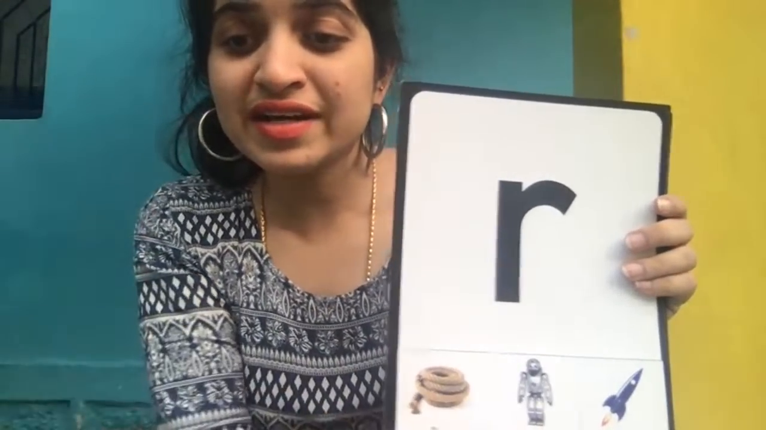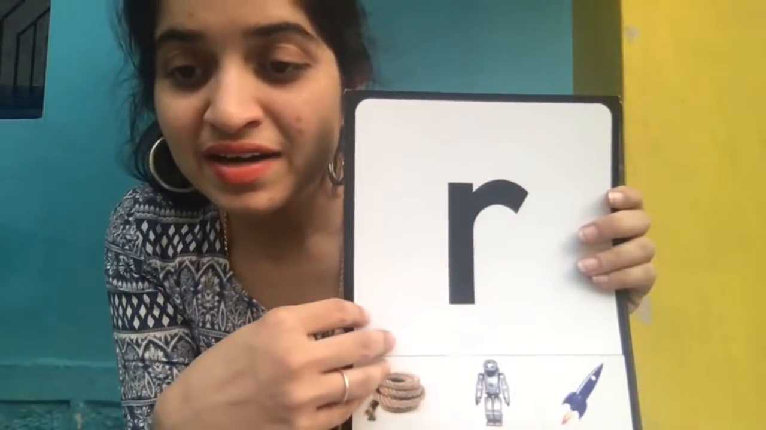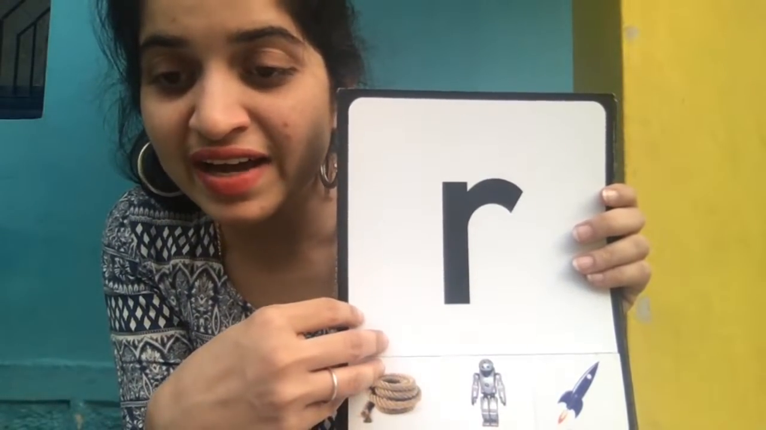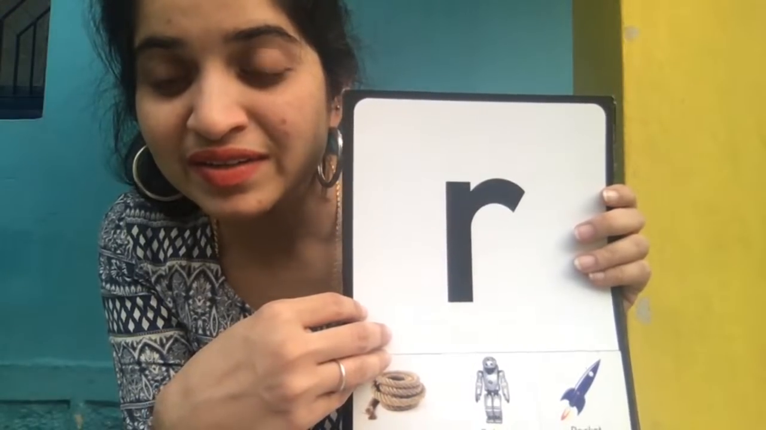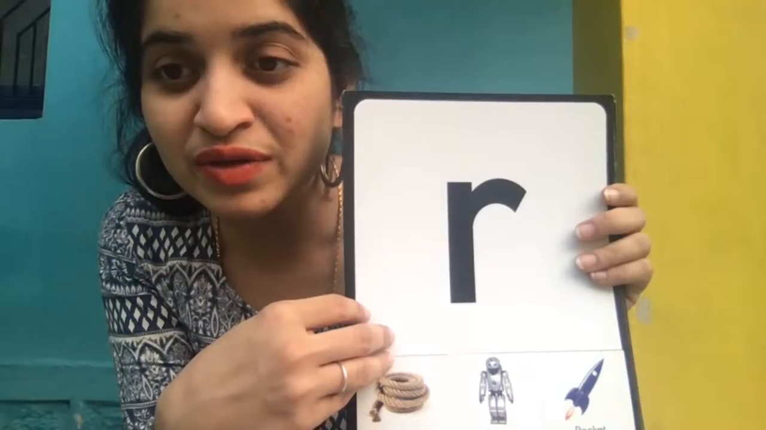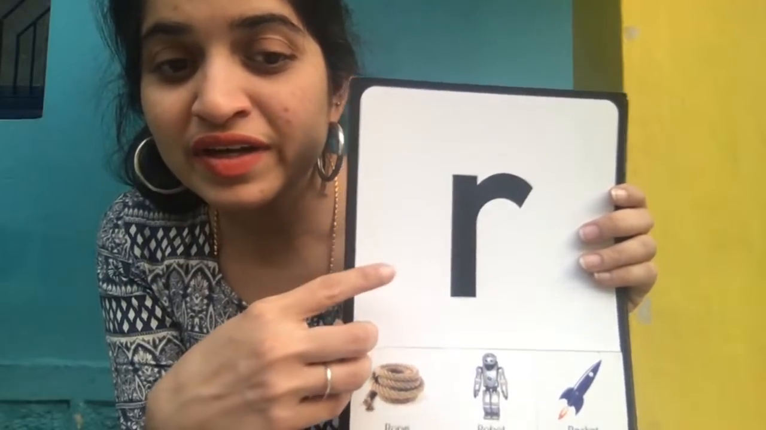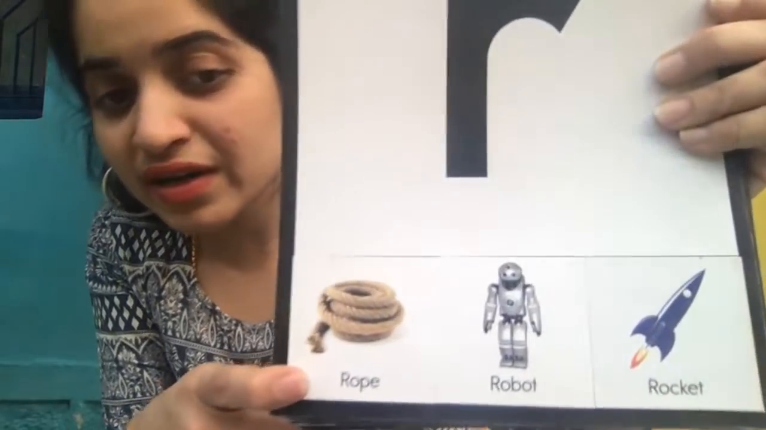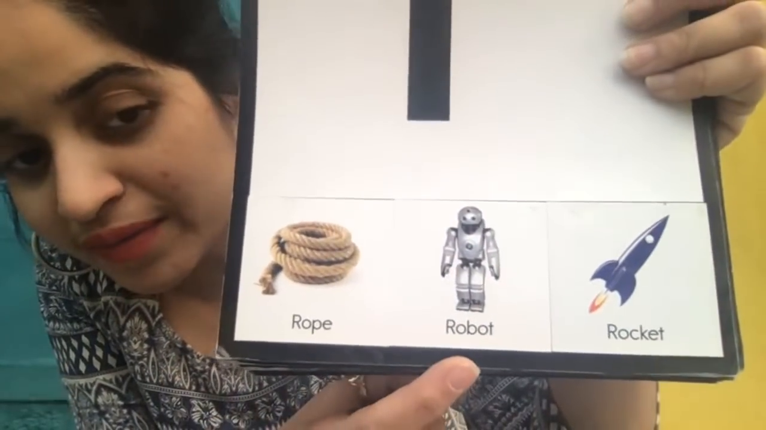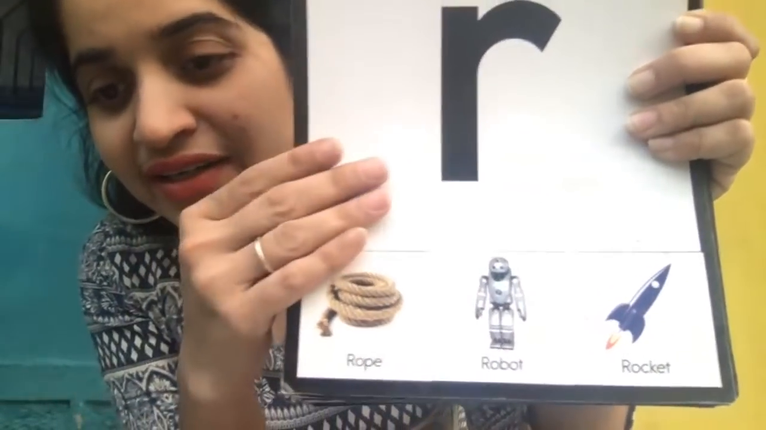What is this, children? Yahya, tell me what is this. Ishanvi, hi. Manit finished. Okay, children. Srinika also finished. Very good. Tanushree, Maulika, Midhuna, Neha, Tilak. Look here. This is rope. Robot. Rocket. Disha, look here.